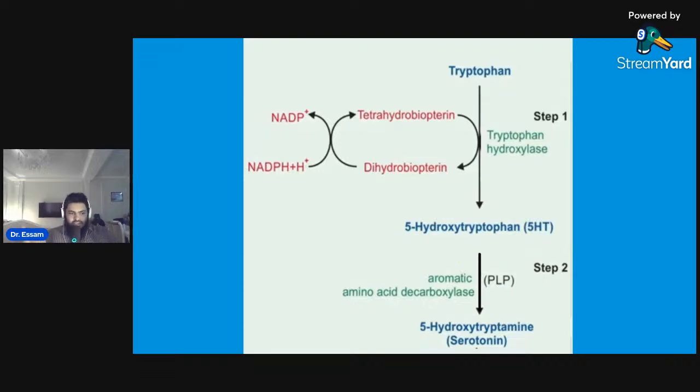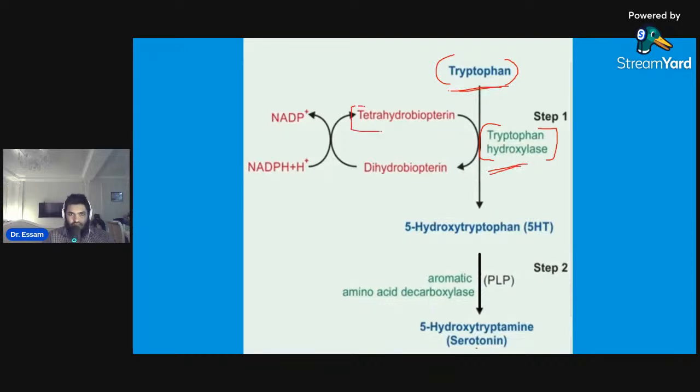Now, what is the chain of reactions? How does this reaction occur? First of all, we have tryptophan and the enzyme tryptophan hydroxylase. For converting phenylalanine, we had phenylalanine hydroxylase. For converting tyrosine, we have tyrosine hydroxylase. Similarly, for converting tryptophan, we have tryptophan hydroxylase.